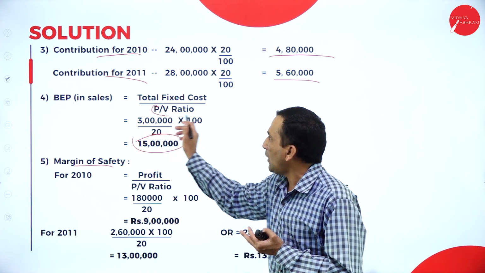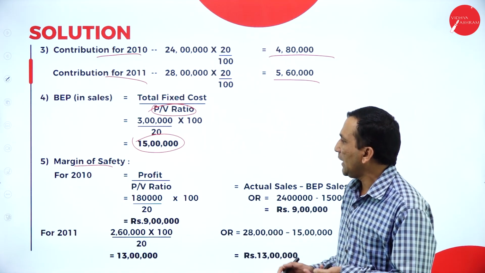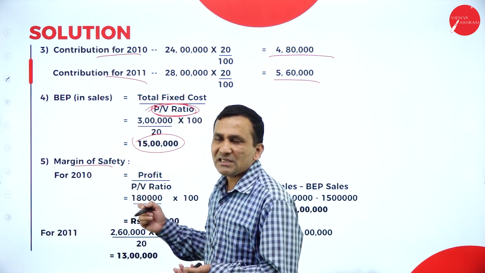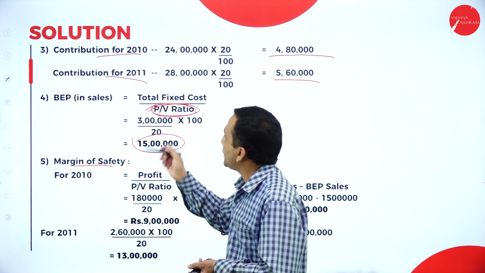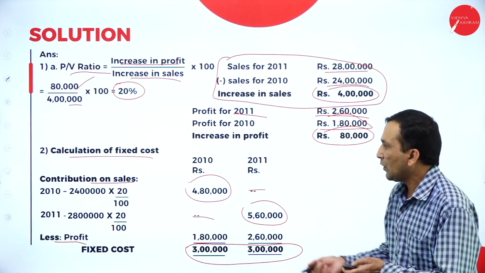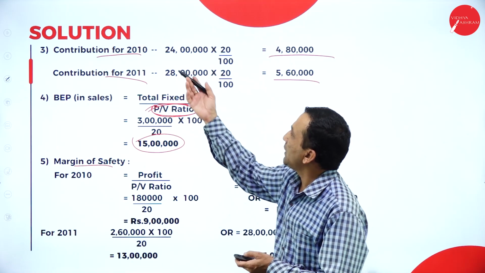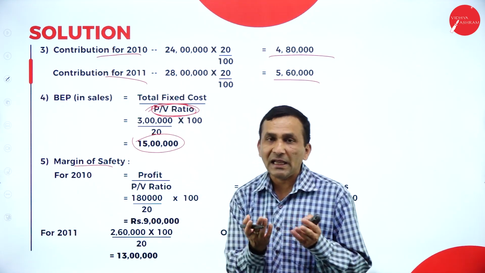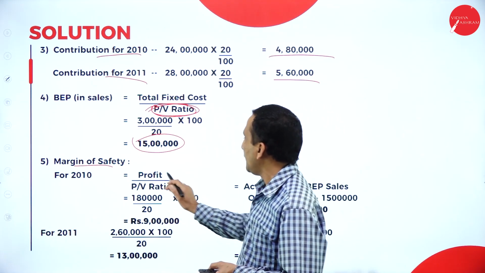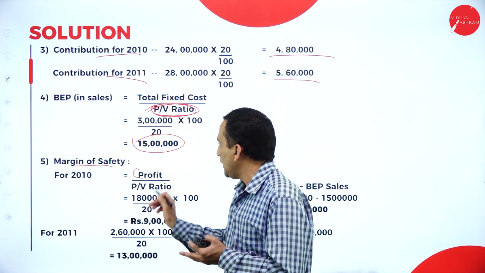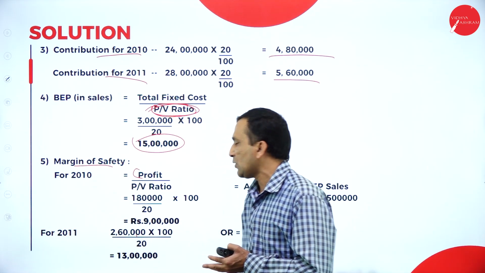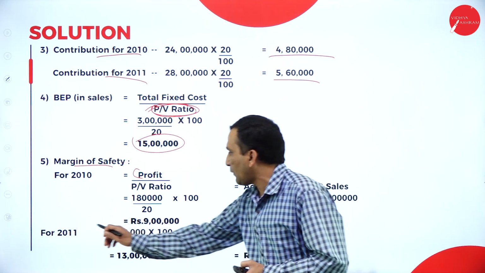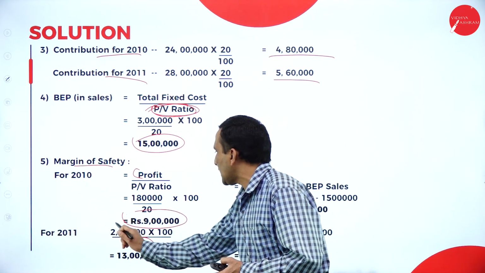If you try to apply the PV ratio directly, how are we calculating? We are depending on the PV ratio here. We need to calculate the PV ratio, and the contribution and break-even sales PV ratio we calculated already as 20%. So the same thing: the profit for 2010, 2,60,000 into 100, if you apply the PV ratio and divide by 20, the sales for 2010 we are getting is 9 lakhs.